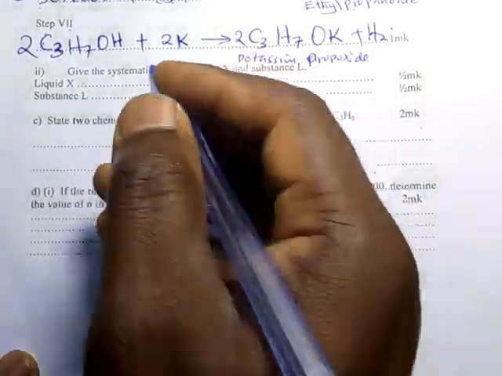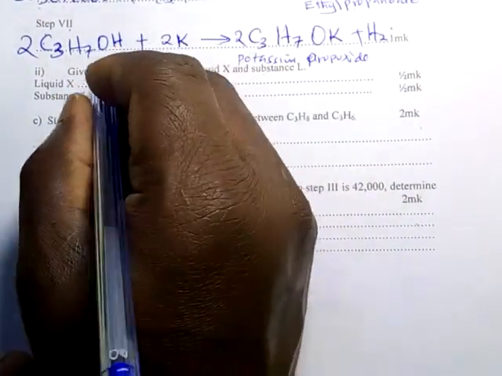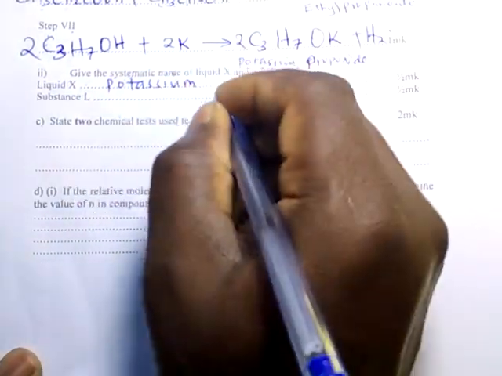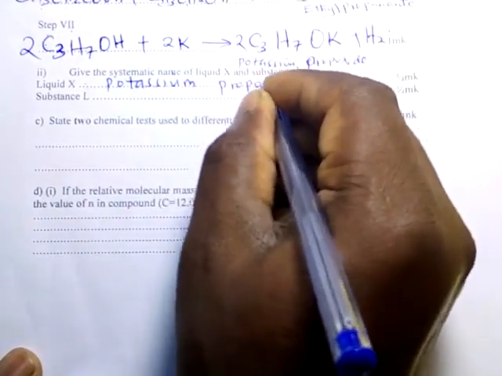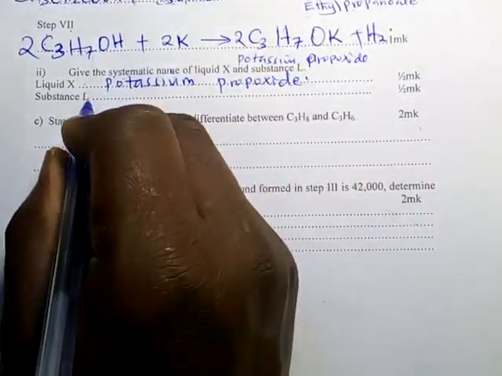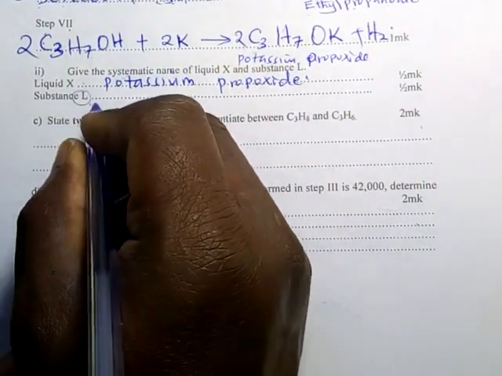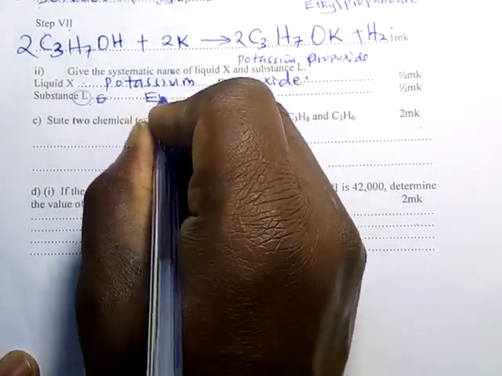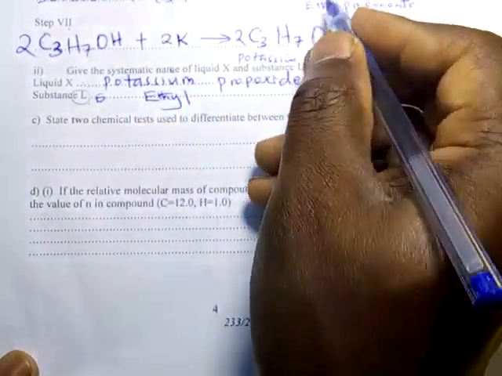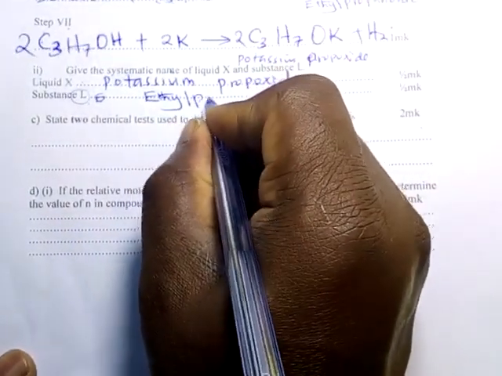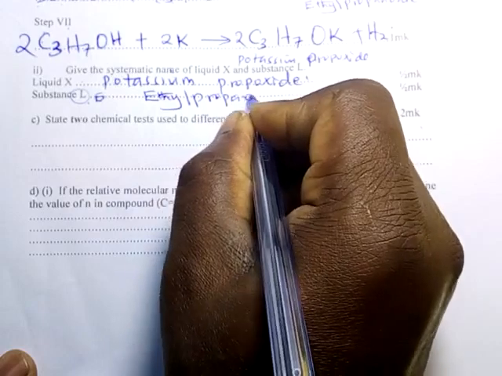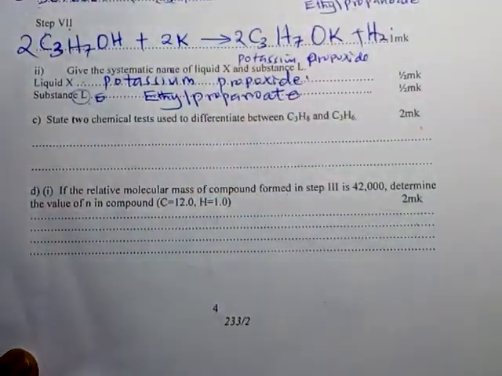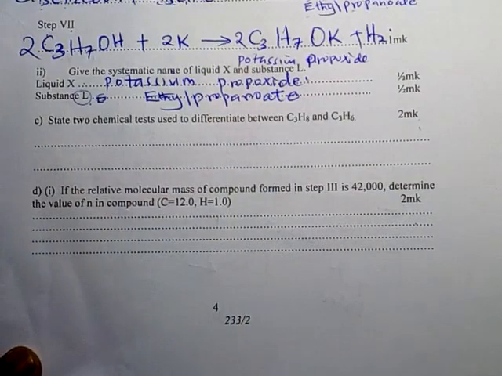Liquid X is potassium propoxide. Substance H is the ester. The ester is called ethyl propanoate. Ethyl propanoate, that is the name of the ester L.